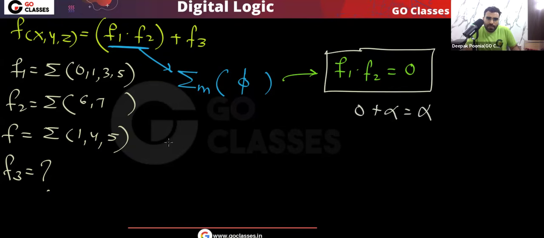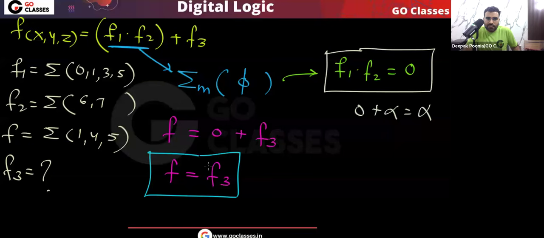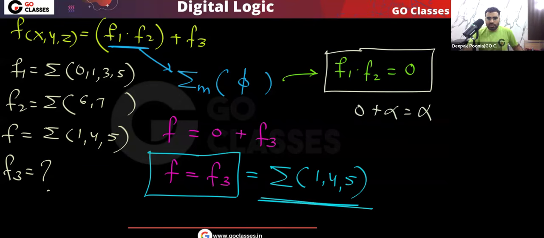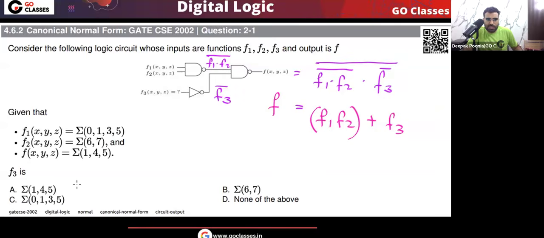So you can notice that f is equal to 0 or f3, because this has become 0. So f is equal to 0 or f3. 0 or alpha, that is alpha. So I can say f is the same as f3. F has become the same as f3. The question is asking for f3, so that will be the same as f. So the answer will be 1 4 5. Okay, this is the answer. So you can see f3 is the same as f. So the answer will be option A. Okay, I hope you understood.